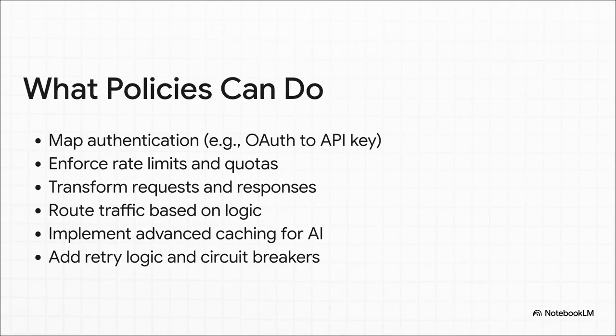So what kind of magic are we talking about? Oh, a ton of stuff. Just imagine, you've got some old legacy backend that only understands API keys. No problem. A policy can translate modern OAuth tokens for it, completely on the fly.